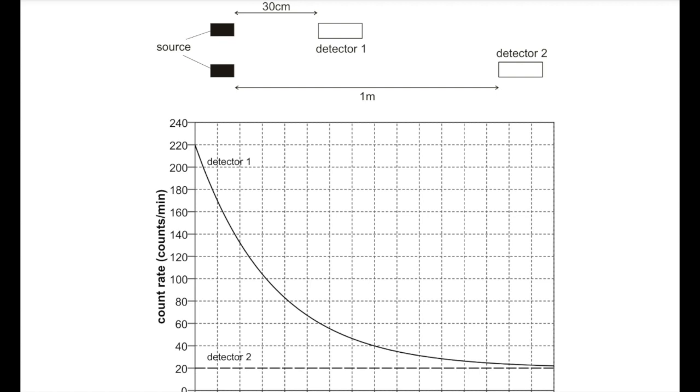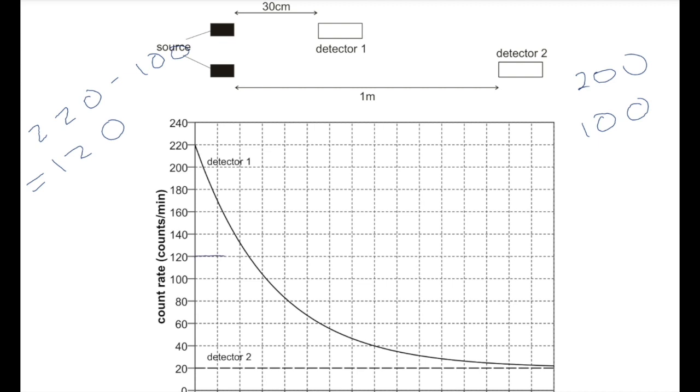So, what is the original value for this beta radiation? It's going to be 220 minus 20, which is 200. Now, what is half of 200? Half of 200 is 100. So we're going to minus 220 from 100. And that will give us the count rate at when it's half-life.